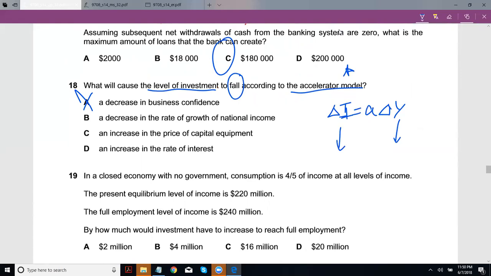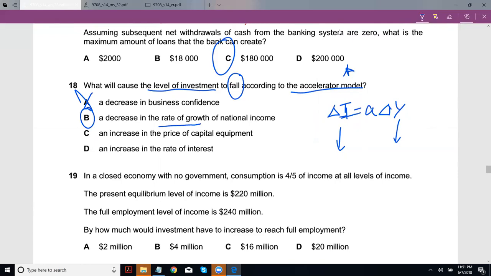So if the rate of growth of national income decreases, would that decrease investment? Rate of growth. Yeah, but just to clarify, if the rate of growth decreases, is national income still increasing or is the national income decreasing?